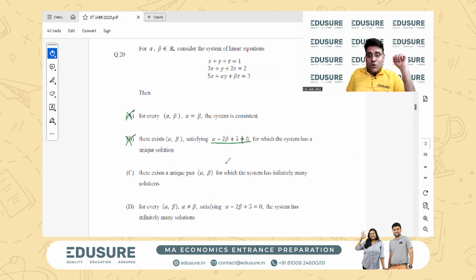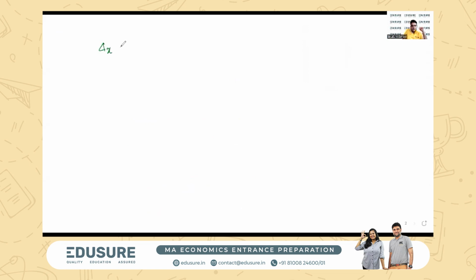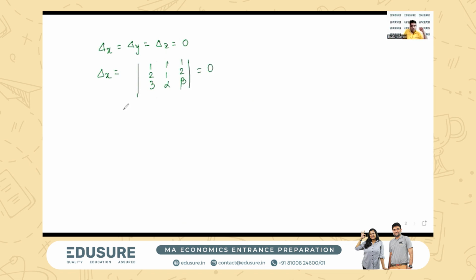Okay. Now we see about infinitely many solutions. Both C and D are saying we need to find the pair alpha beta such that I have infinitely many solutions. So infinitely many solutions will happen if delta is equal to 0, delta x should be equal to 0, delta y should be equal to 0, and delta z should be equal to 0. So delta x is basically 1, 2, 3; 1, 1, alpha; 1, 2, beta. Again, I basically expand: beta minus 2 alpha minus 1 times (2 beta minus 6) plus 1 times (2 alpha minus 3).